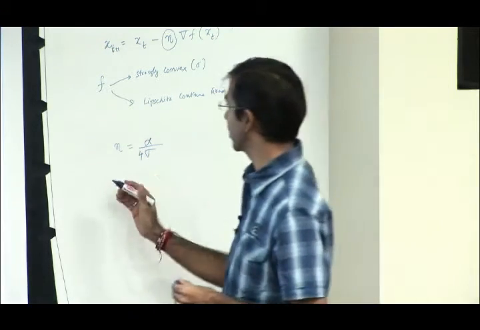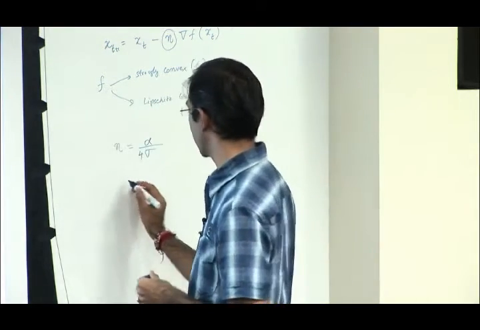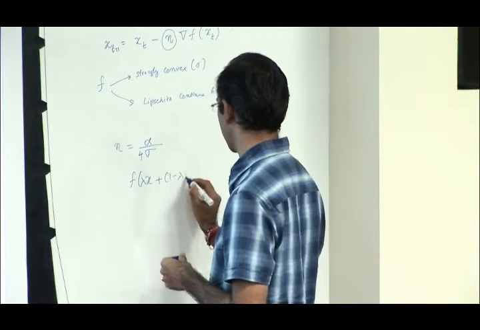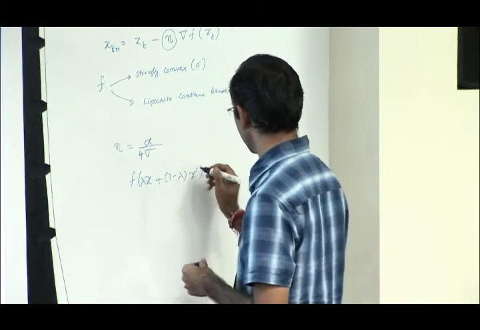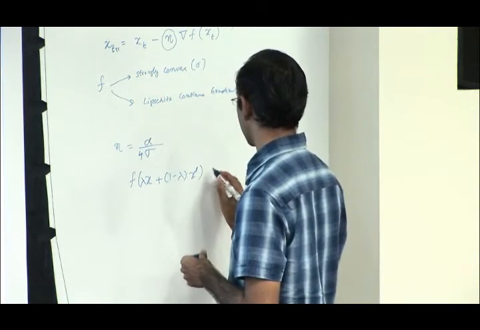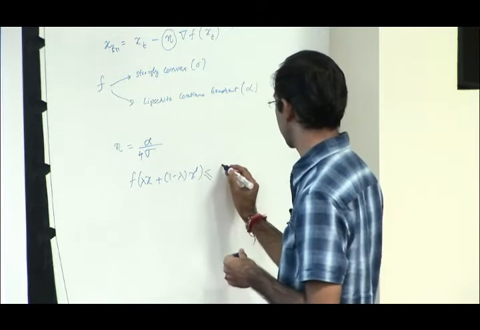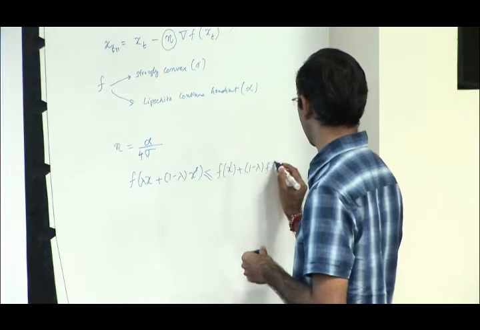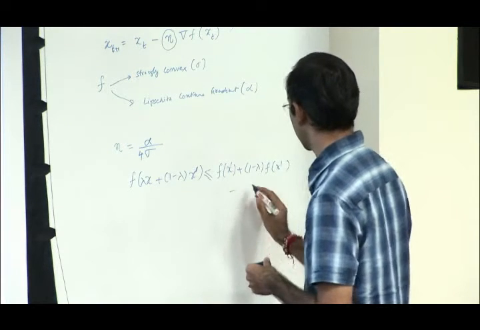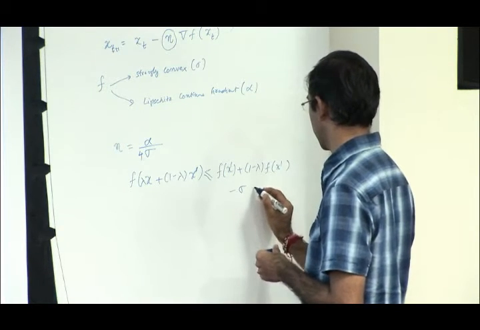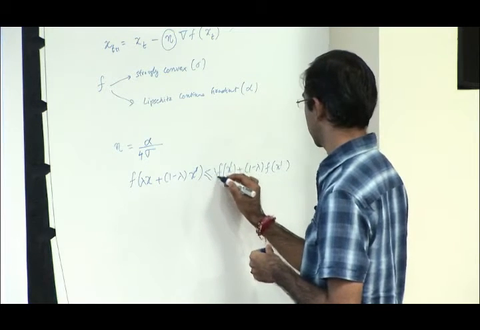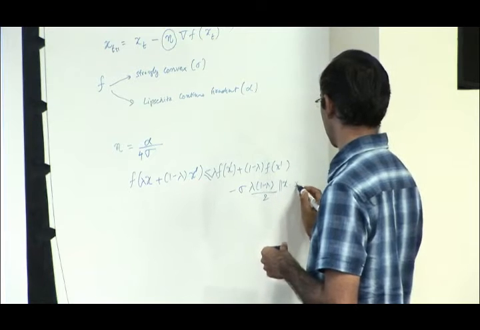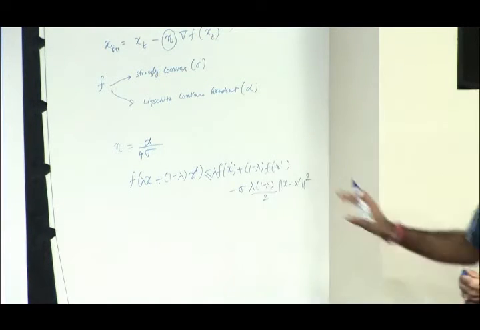So let me define Lipschitz continuity. For strong convexity, we know that f of lambda x plus (1 minus lambda) x prime is less than or equal to lambda f(x) plus (1 minus lambda) f(x prime) minus sigma lambda (1 minus lambda) by 2 times norm x minus x prime squared. So this is the definition of strong convexity.